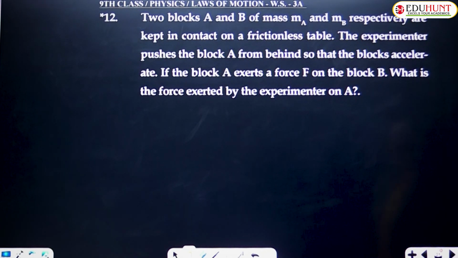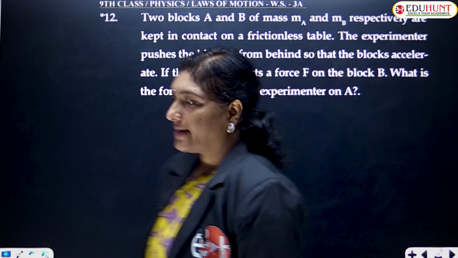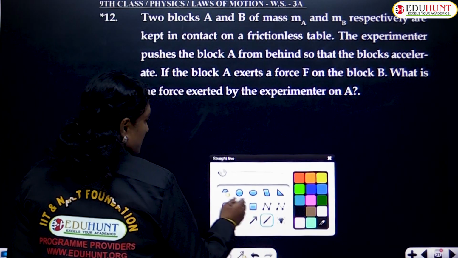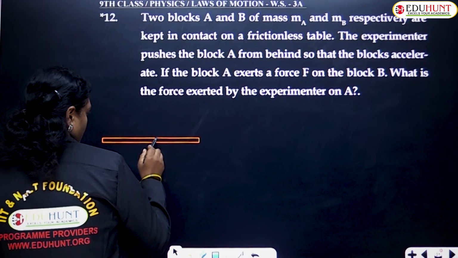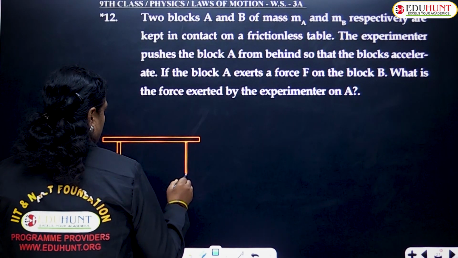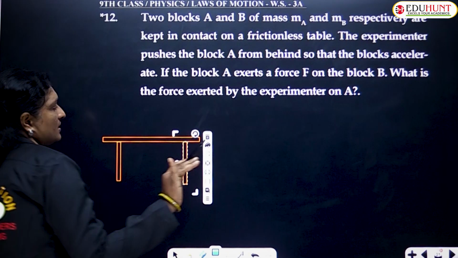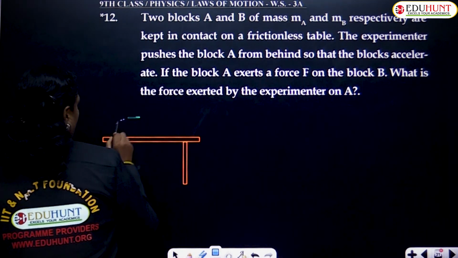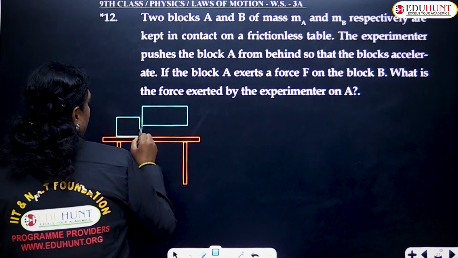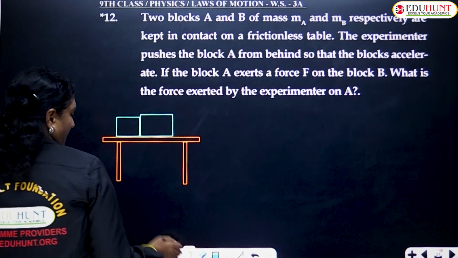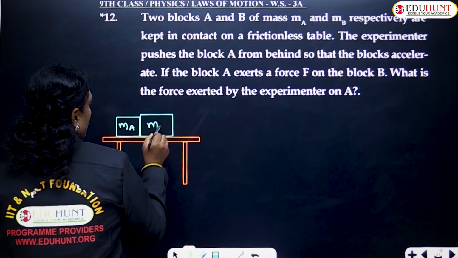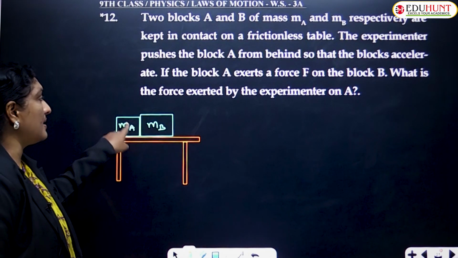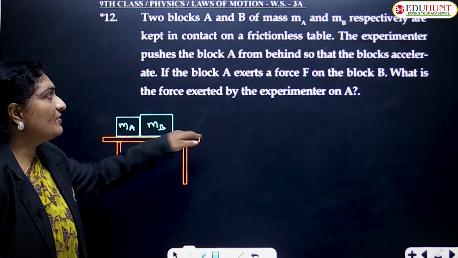Two blocks A and B of masses MA and MB. First block mass is MA and the second block mass is MB, respectively, are kept in contact on a frictionless table. So first of all, let us try to understand this. What is given? There was a table given. It was given that on a frictionless, smooth table, two blocks of different masses are kept. One they named MA, and the other they named MB. So two blocks A and B of masses MA and MB respectively are kept in contact on a frictionless table.